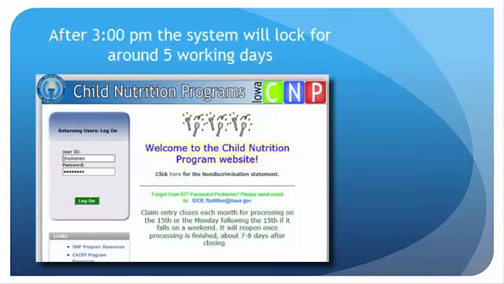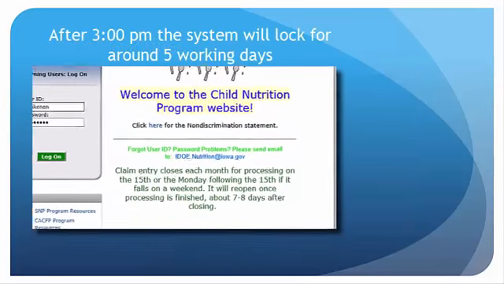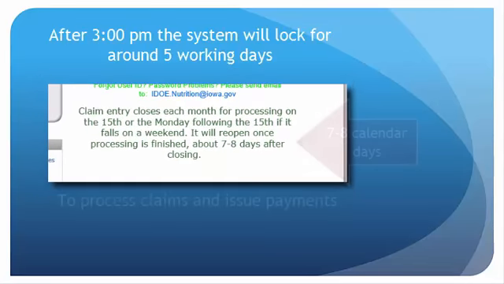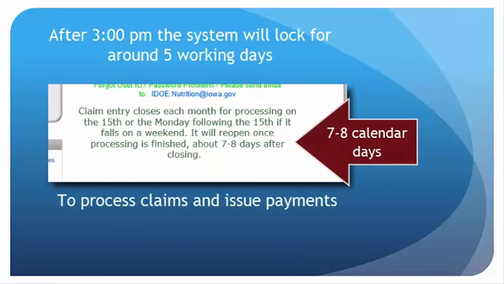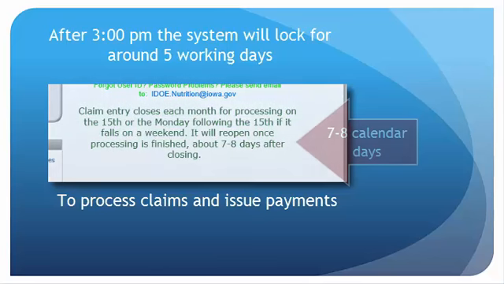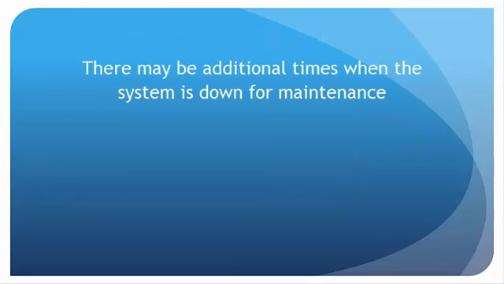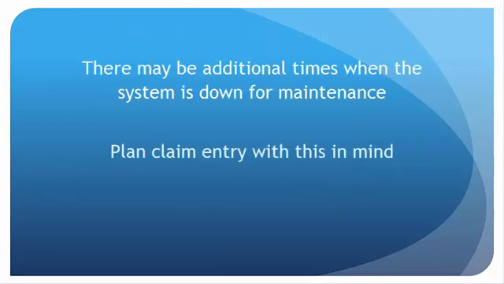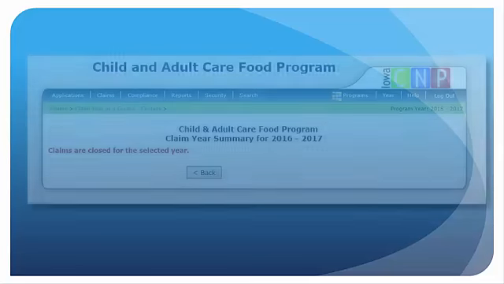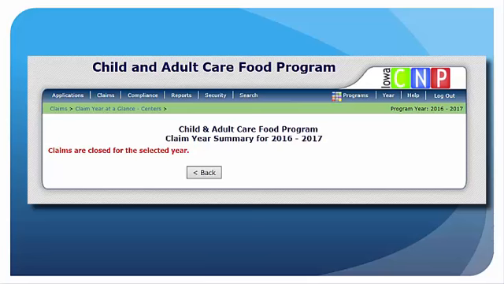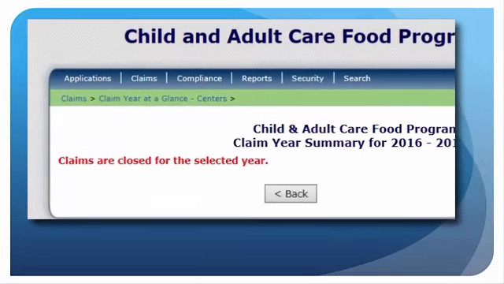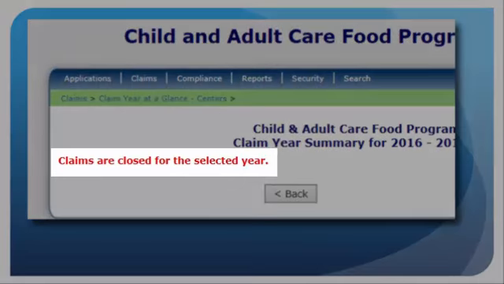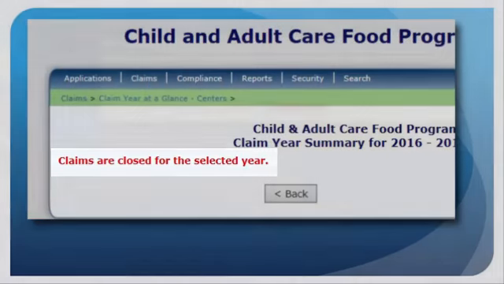After 3 p.m., the system will lock for a period of around 5 working days to allow the state agency to process claims and issue payments. There may be additional times when the system is down for maintenance. Plan your claim entry with this in mind. If the system is closed for processing, you will see this message when you attempt to submit your claim. Claims are closed for the selected year.